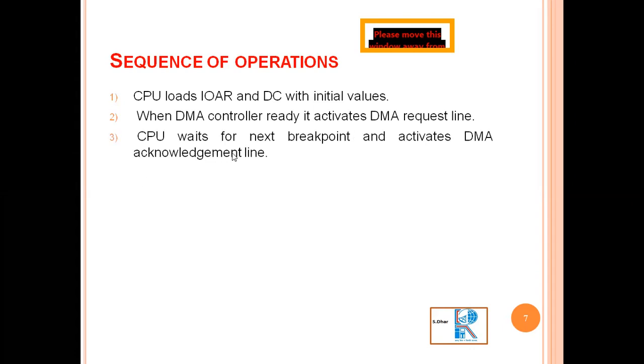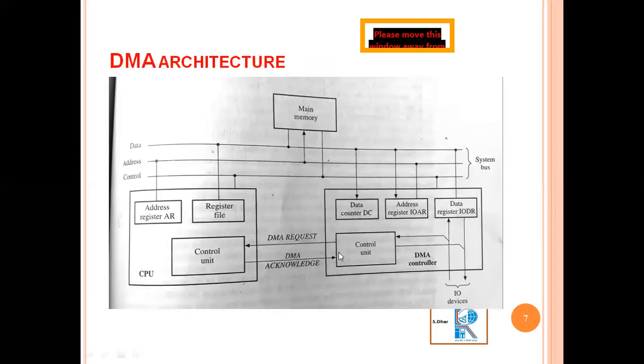After that, the CPU waits for the next breakpoint. I have already told what the breakpoint is. When the appropriate breakpoint comes, it activates the DMA acknowledgement line. That means it tells the DMA, now I have granted the bus for you, you can use the bus for transferring the data. That is called the DMA acknowledgement. That signal goes through the DMA acknowledgement line. When this acknowledgement signal is received by the DMA controller, it knows that now it can use the bus. Clear?